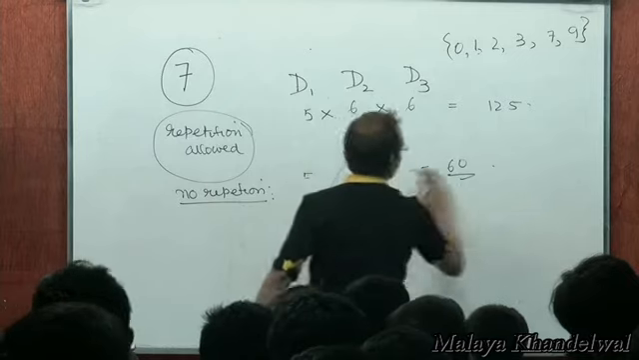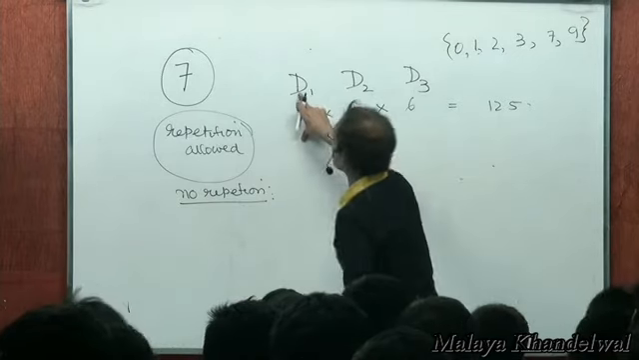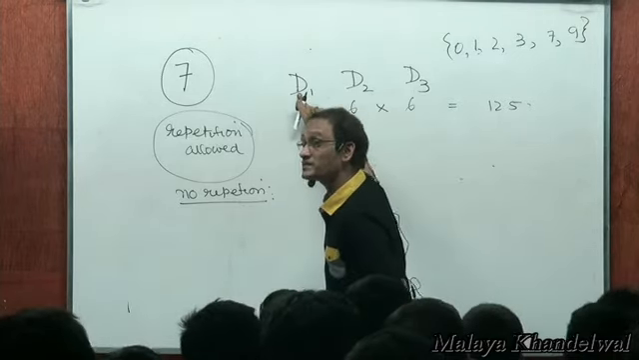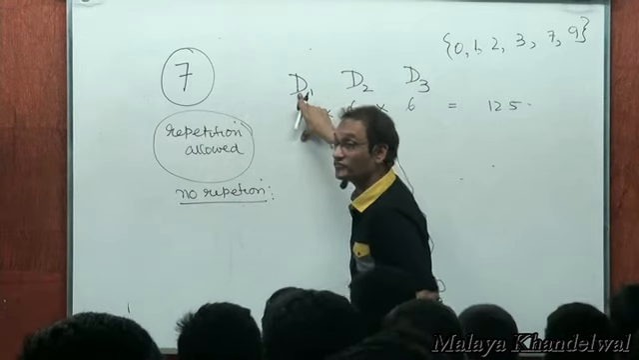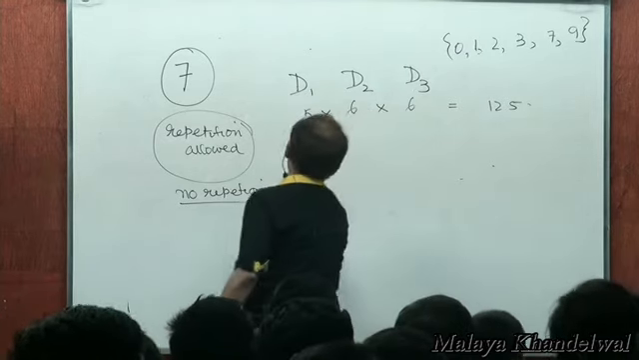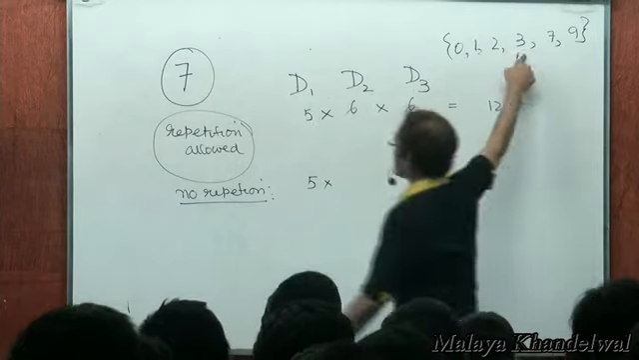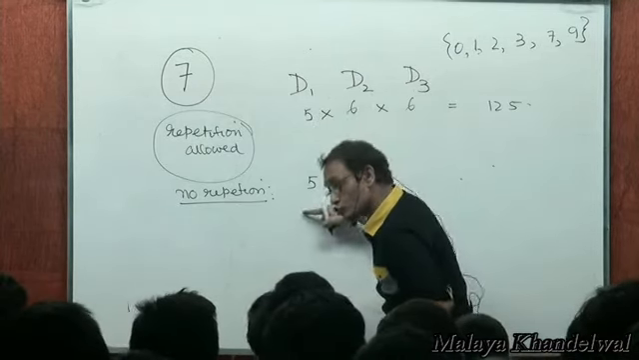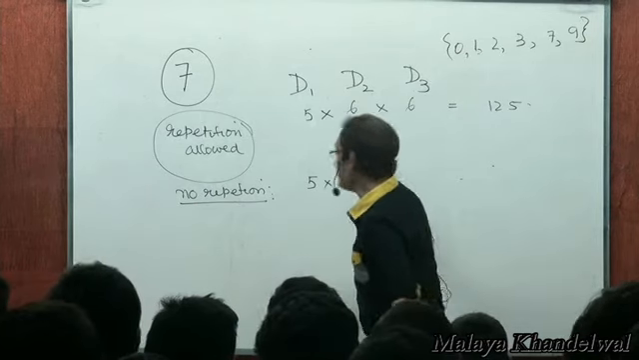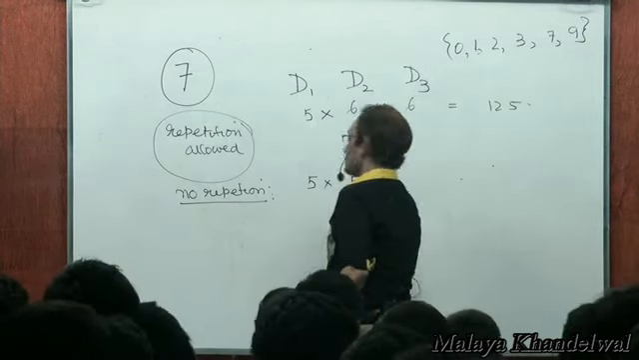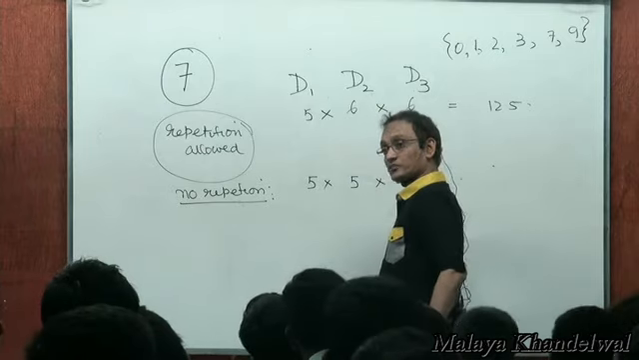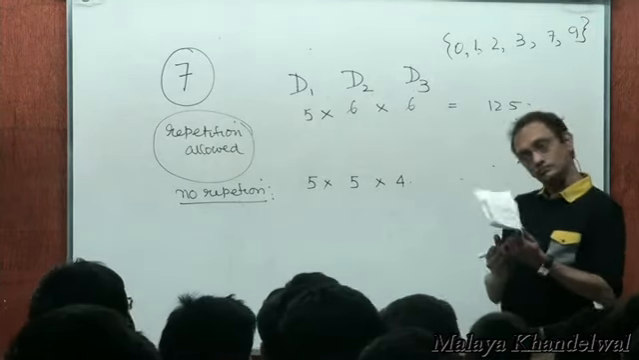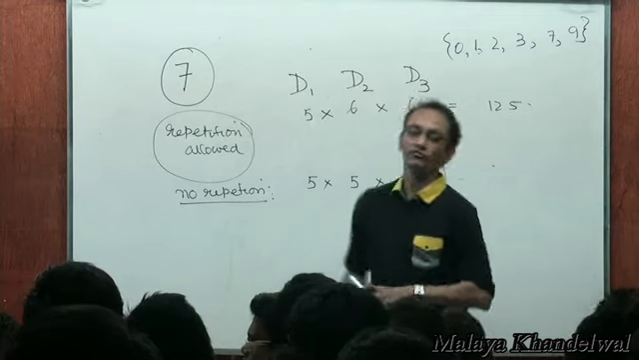And in this, if there is no repetition, then again I can fill up the first space in only 5 ways. Okay. So out of 6 I have used 5. I've used 1, so I'll be left with 5 ways of filling up the next space, and then 4 ways of filling up the space. Right. Got me? Very good.